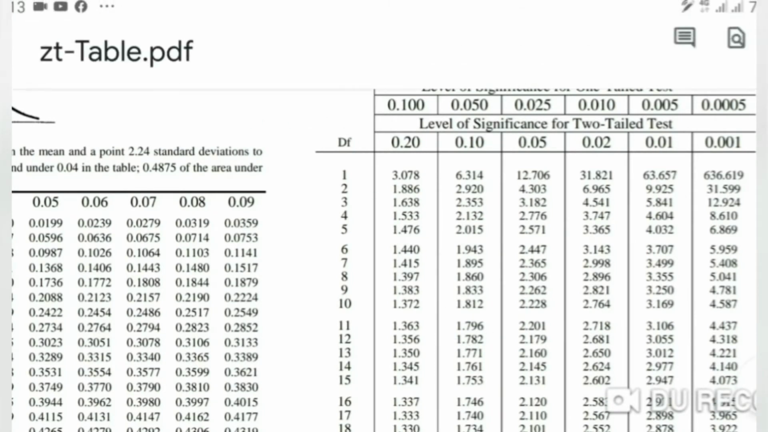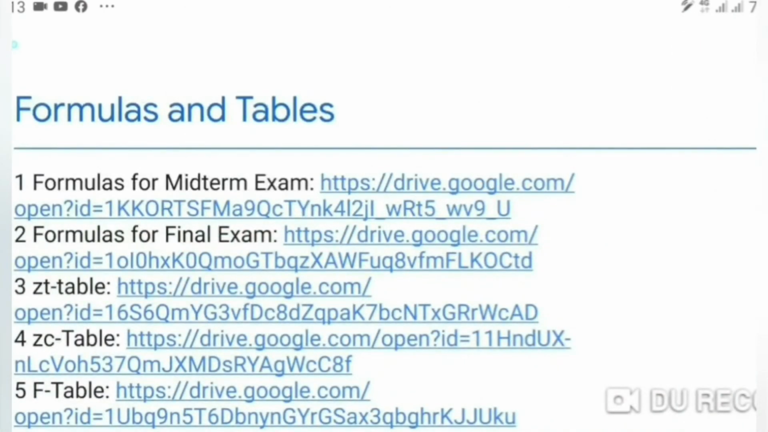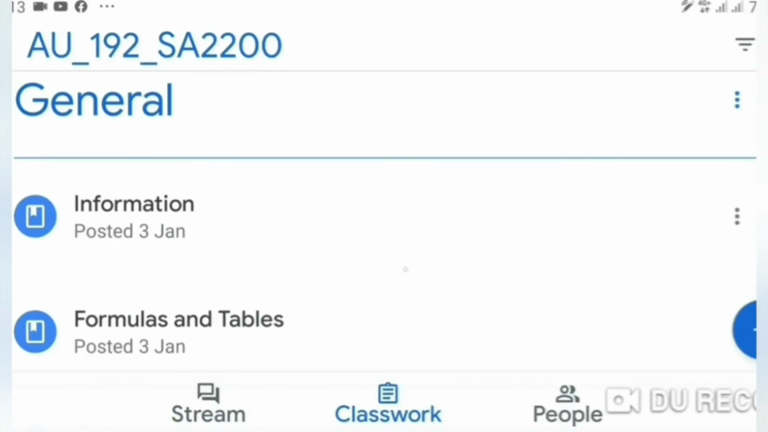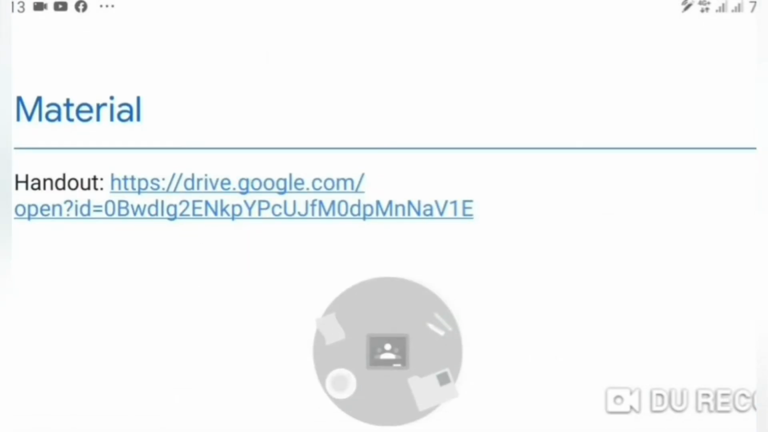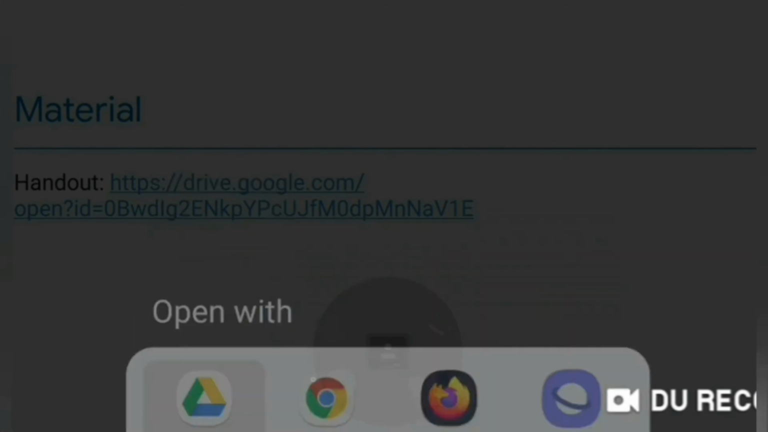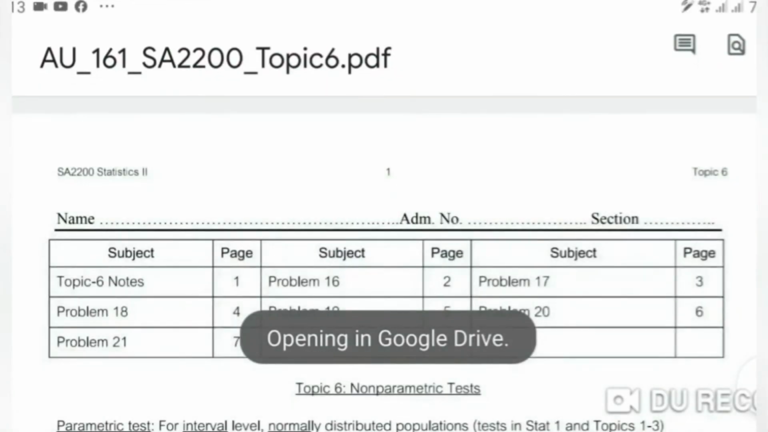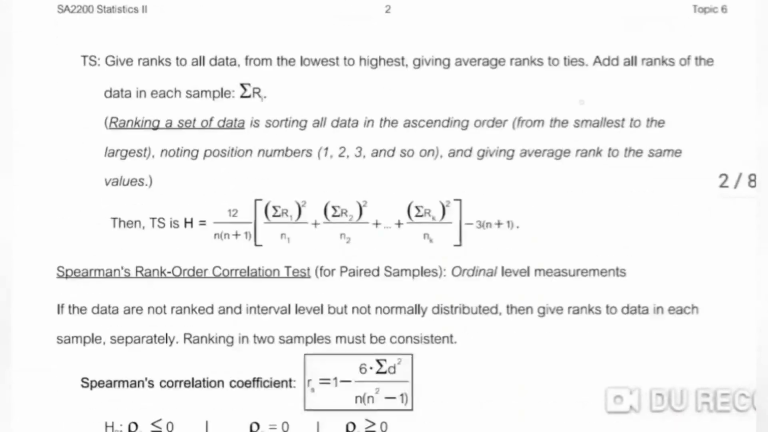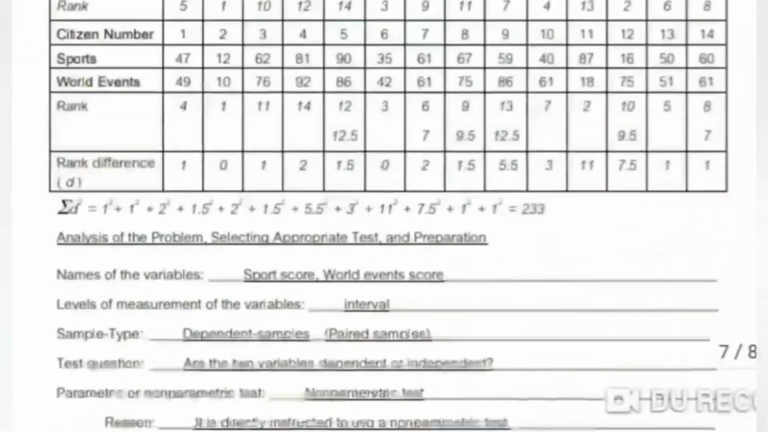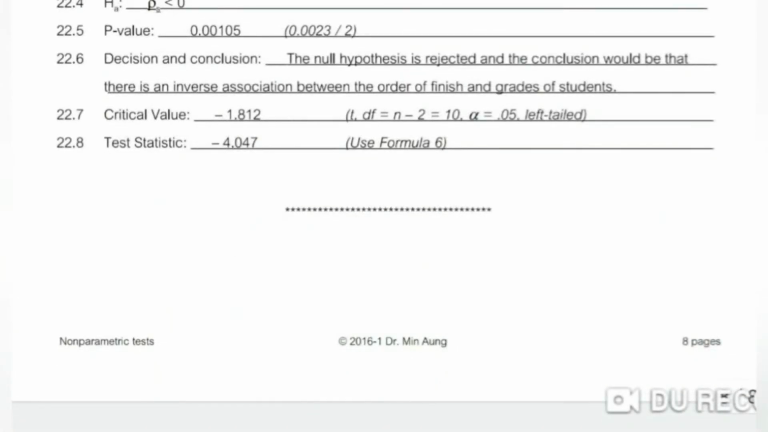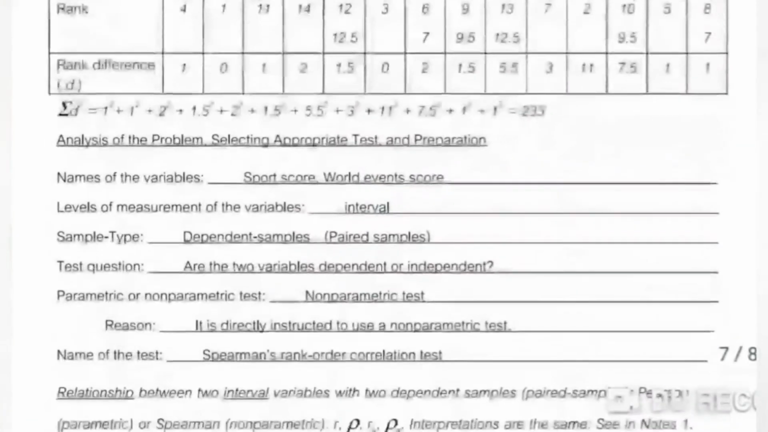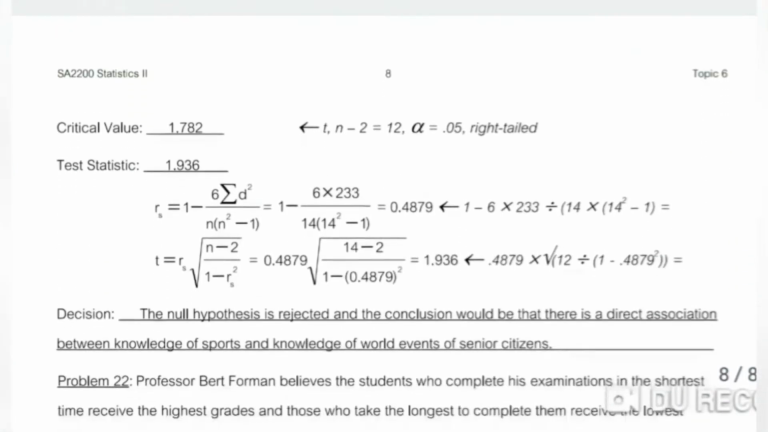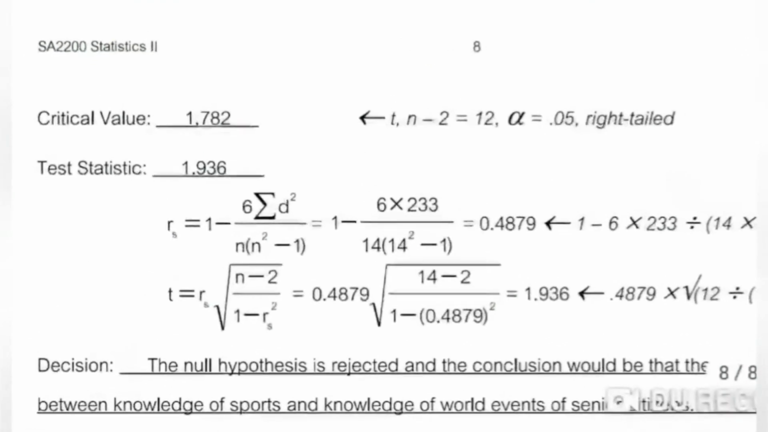Go back, and the topic says material, handout link. Okay, go on. Where? Page number 7, right? Okay, therefore we write 1.782, the critical value.